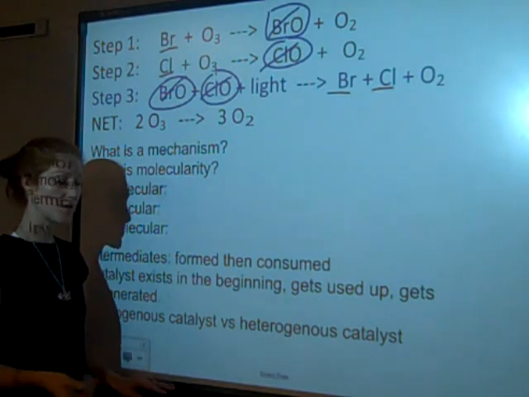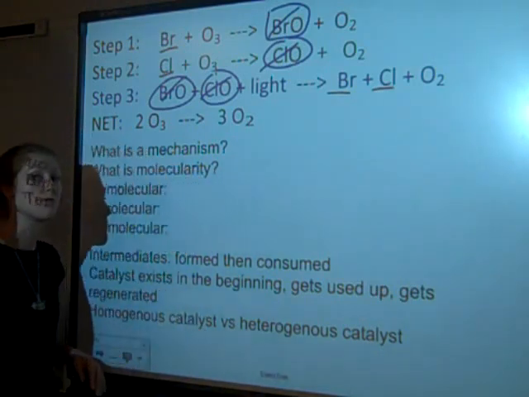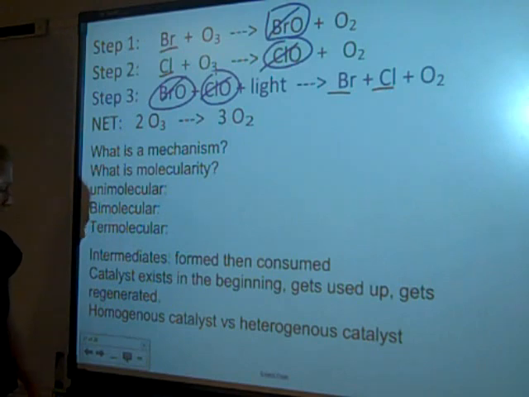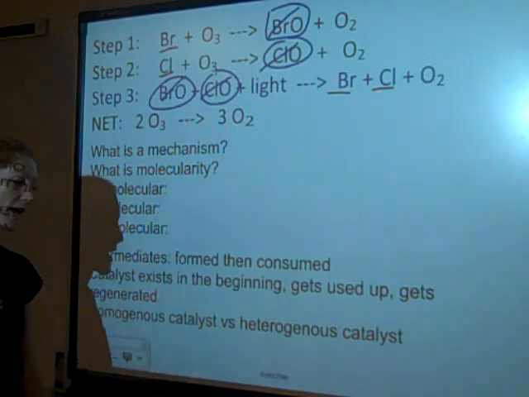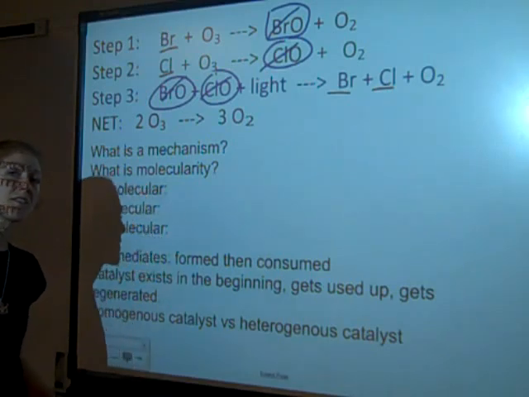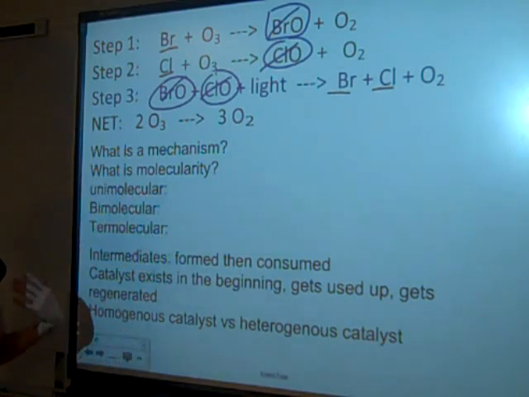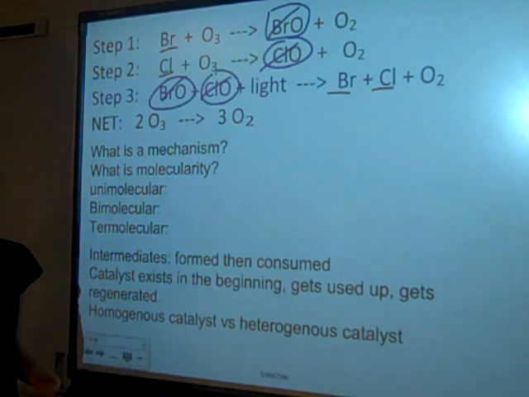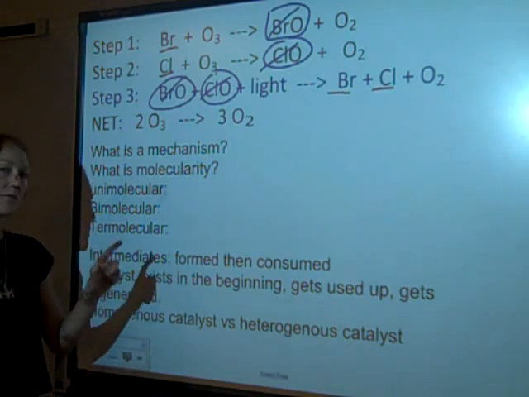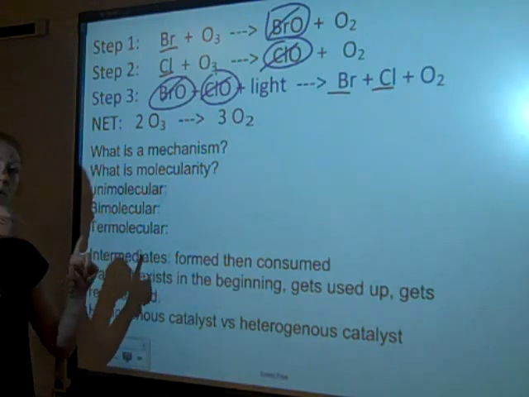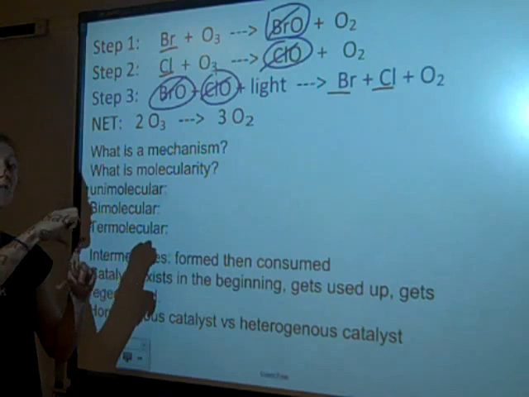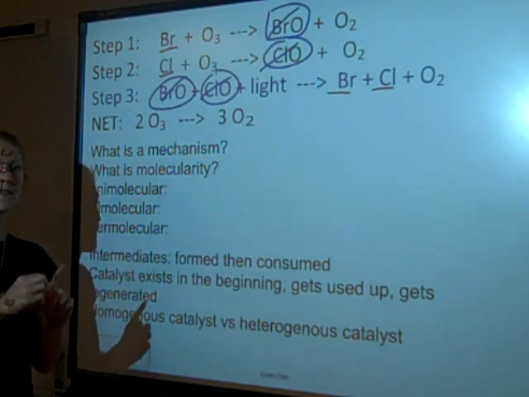If a catalyst did get used up, it wouldn't be a very good catalyst because you would run out of it. You can have a homogeneous catalyst or a heterogeneous catalyst. The homogeneous is going to be the same state as whatever it's catalyzing. The heterogeneous will be a different state. A really common example of a heterogeneous catalyst is going to be platinum metal. So platinum metal serves as a surface where other molecules will attach themselves, and then they have a greater chance of colliding.